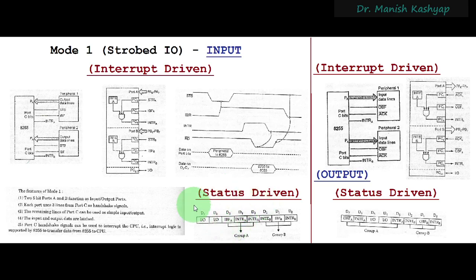So the microprocessor, through its internal program which some user has written, will continuously check this register at periodic intervals. So that will give some additional tasks to the microprocessor. So we don't want that. So this interrupt driven mode is preferred there. So status driven mode is also called polling mode, right?